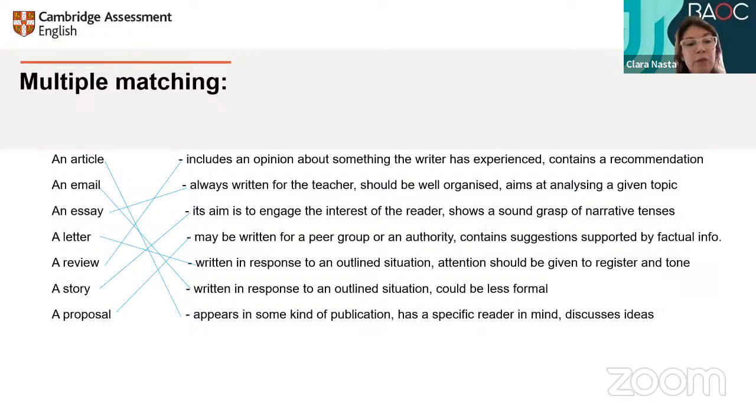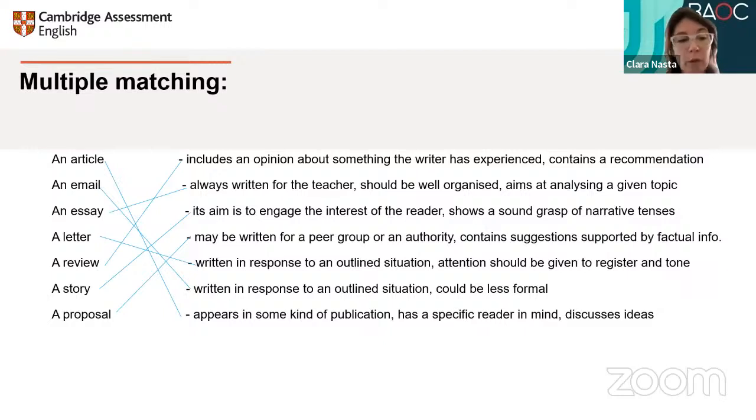Then you have an email, of course. Emails and letters are similar, the difference being that letters tend to be more formal than emails. Then a review includes an opinion about something, about an experience. So the review is based on an experience of reading a book, having gone to a restaurant, having seen a film. So there is this implicit content, and they will have to somehow refer to that, then express an opinion, judge the experience, and then conclude it with a recommendation. So different functions of the language will have to be present in that review.